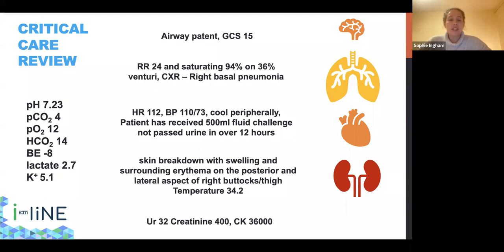Moving on to E, she's hypothermic, has got some skin breakdown and possibly another source of infection there. So essentially what you've got is a lady with a basal pneumonia, an anuric AKI, pressure sore, and she's hypothermic and septic. So what would you initially do?